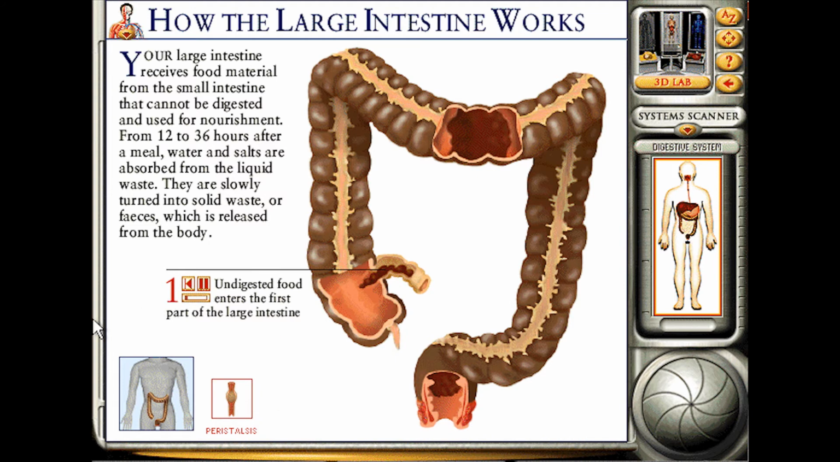Undigested food from the small intestine enters the first part of the large intestine, the cecum, in liquid form. As well as waste food, this liquid contains dead cells from inside the intestine and bacteria. From the cecum, the liquid waste moves into the colon.